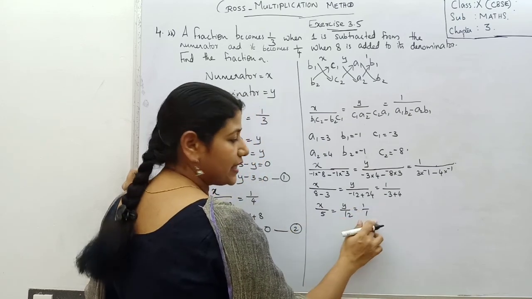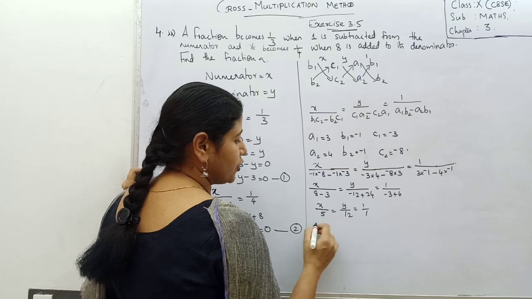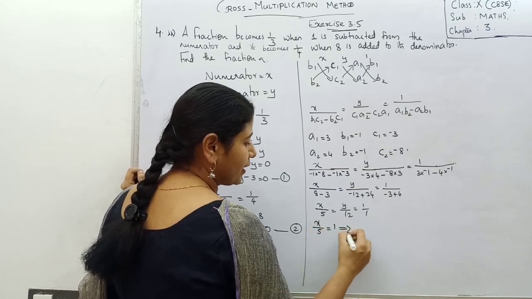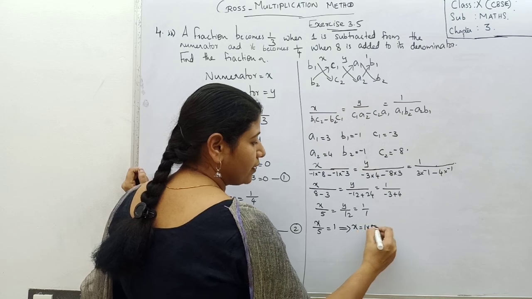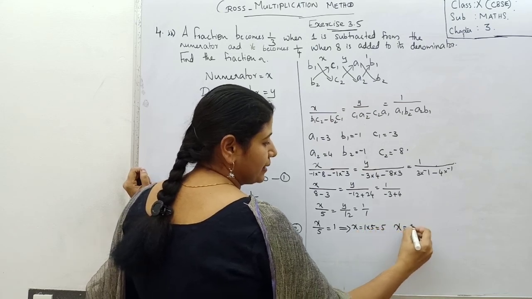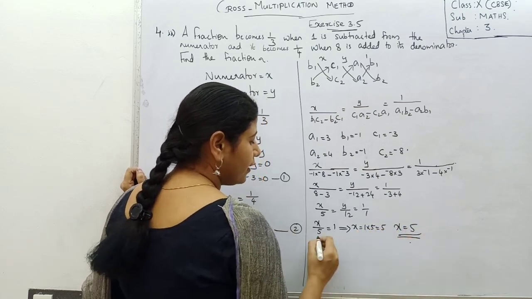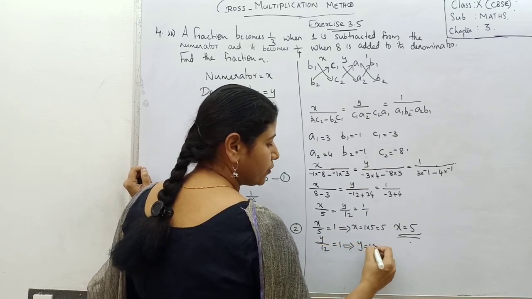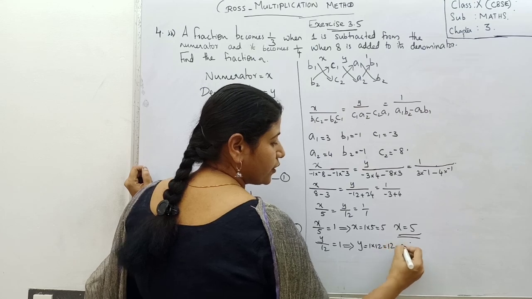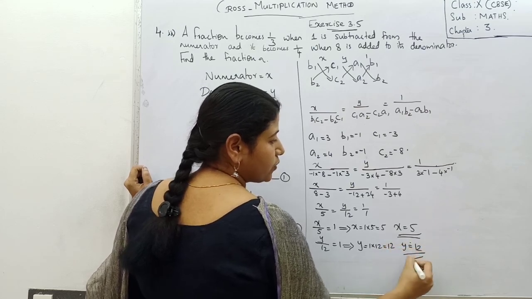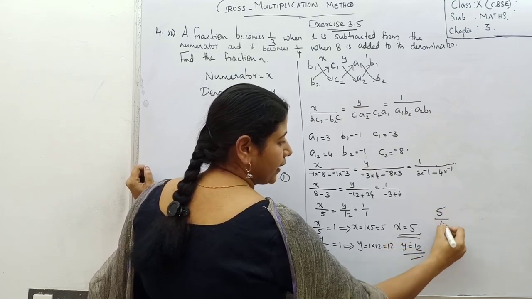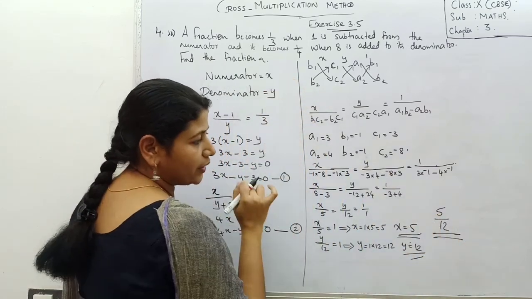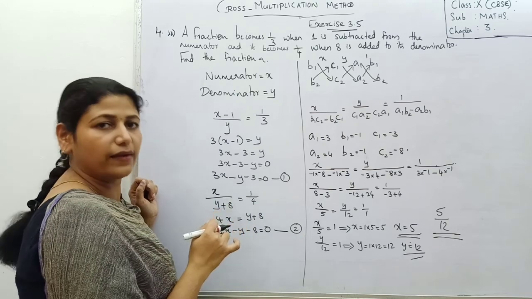We can take the first and last ratio, and the second and third ratio. We will get x by 5 equal to 1 by 1, which is 1 itself. So x equals 1 into 5, which is 5. So we got x as 5. And y by 12 is equal to 1, so y equals 1 into 12, which is 12. So we got y as 12. So what is our fraction? Since we took x as the numerator and y as the denominator, our fraction is 5 by 12.